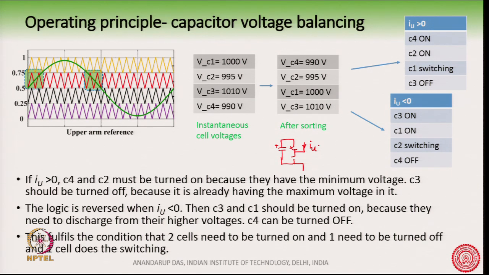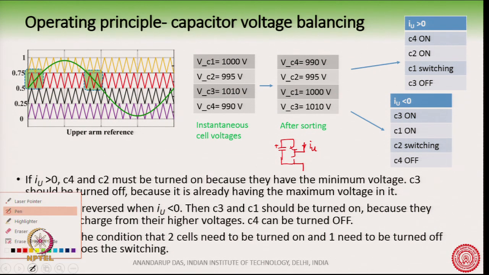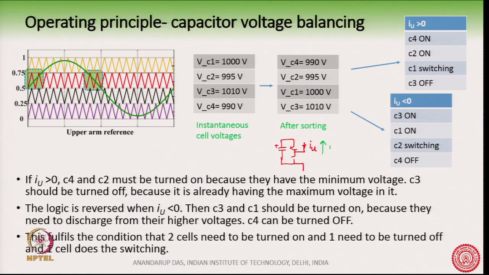If IU is less than 0, what will happen? It may happen that during this instant of time, IU instead of flowing this way, is flowing this way. Then what should we do? What should be our algorithm? The logic will be reversed. So, what will we do? Again we have to turn on two switches and turn off one switch. So, which one should be turned on?